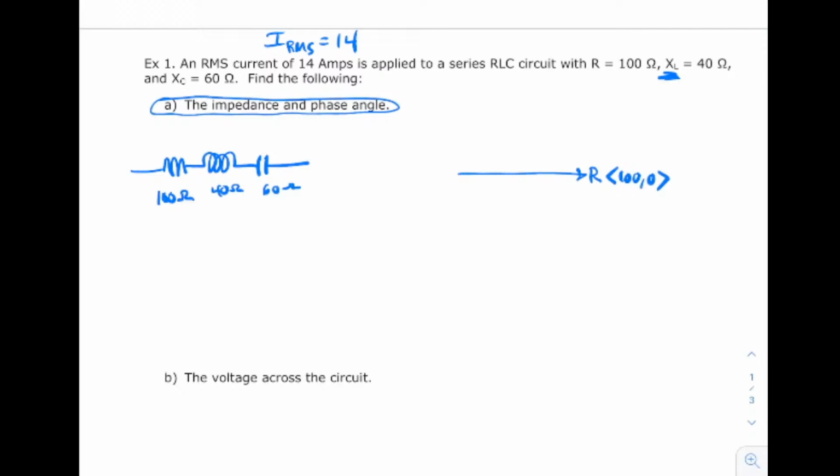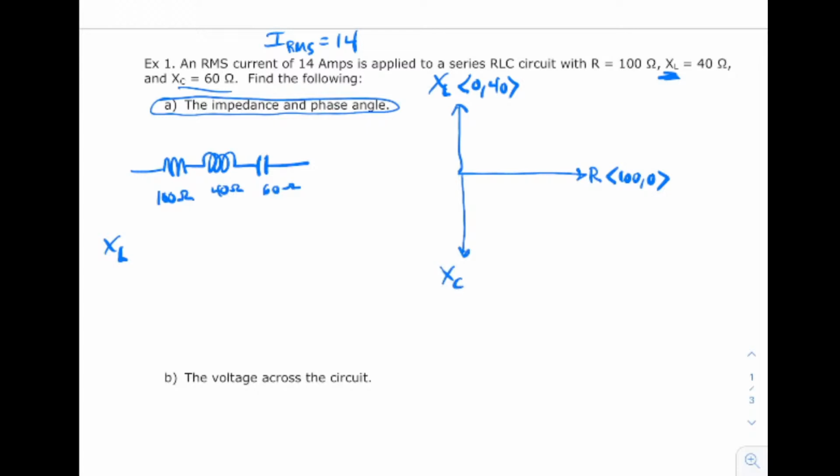The coil goes up, and I remember that because L kind of stands up, right? So the coil is pointing up. It's a vector pointing up, and it's only 40, so try not to make that as long. So your coil reactance is 40 ohms. It has an X component of 0, but a Y component of 40. It's straight up. And then your capacitor, 60 ohms, so this vector is going to be a little bit longer. It's not quite to scale, but you kind of get the idea.